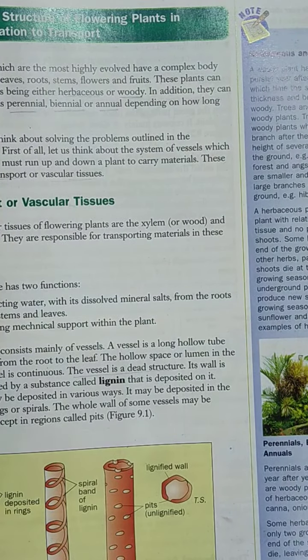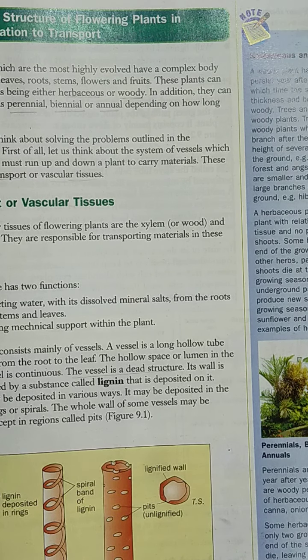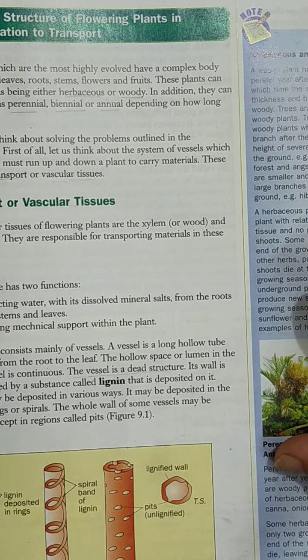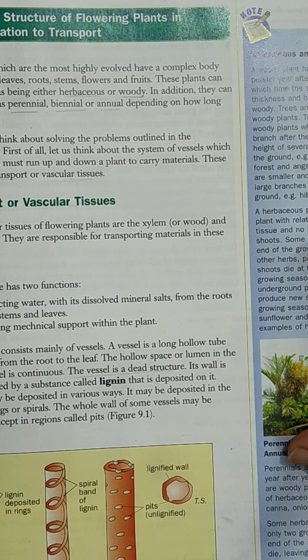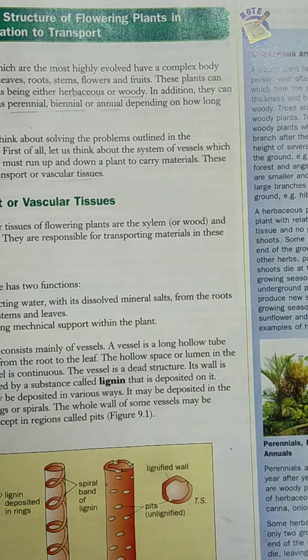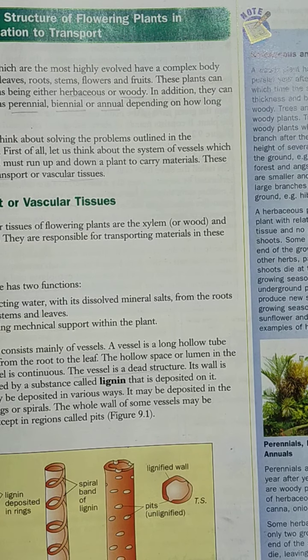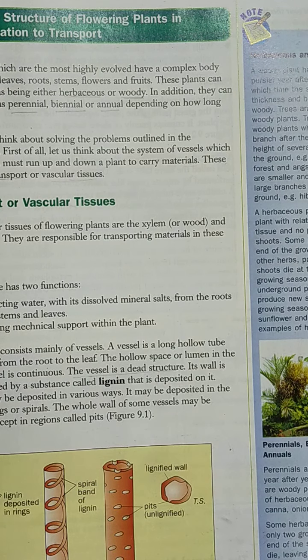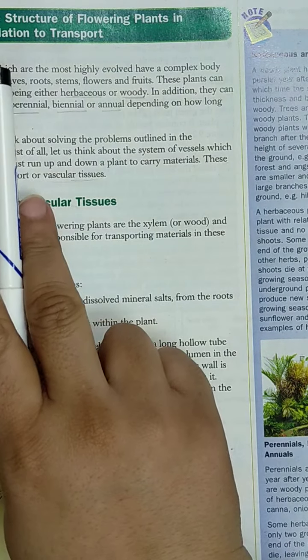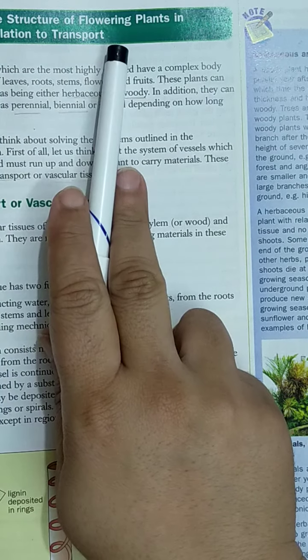Before this chapter, we have done the transport system in animals. So now we are going to study the transport system in plants. The body of a plant is much simpler than that of animals, but they still have a proper transport system, so we'll study about them. First of all, we'll study the transport system in flowering plants.